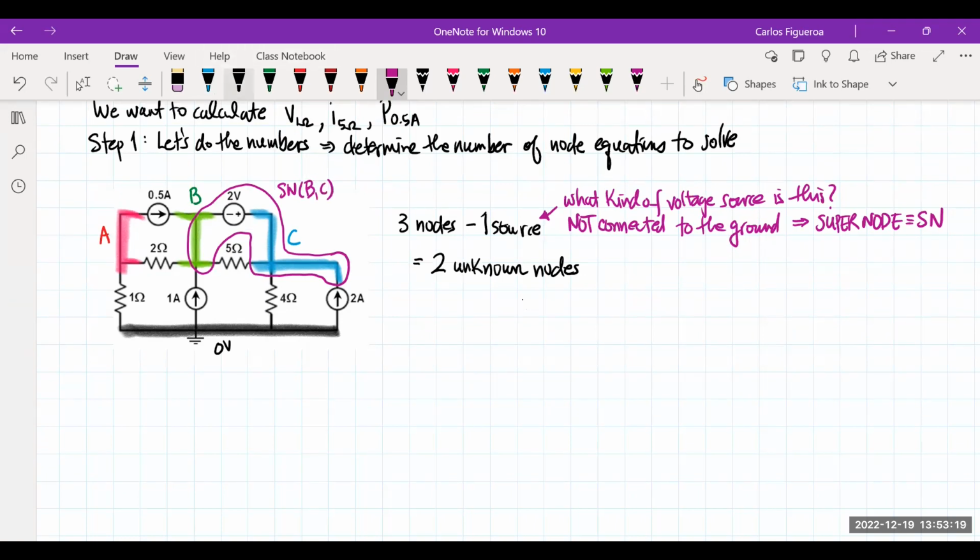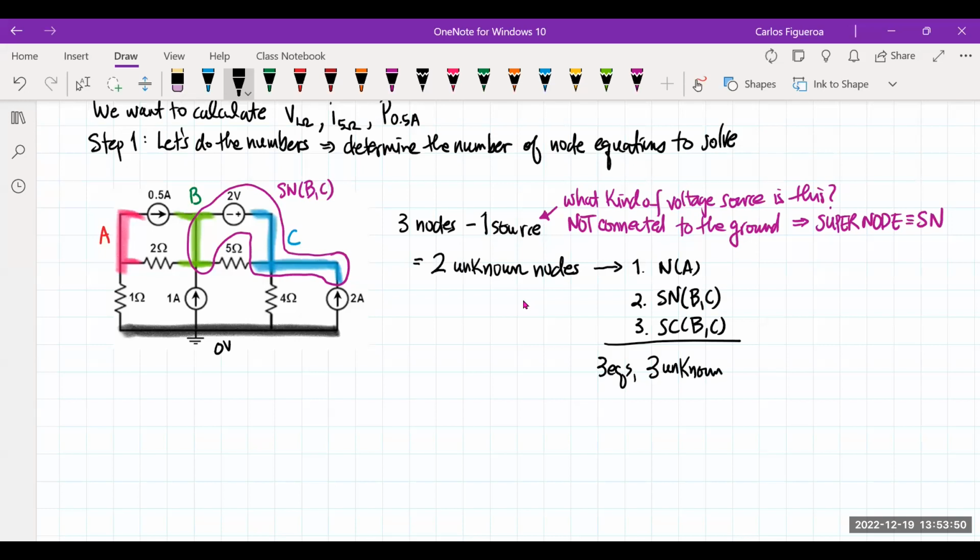So when you look at this, the first thing that you should see here is that I have a regular node. So that's the node of A. Then I have a supernode between B and C, but with every supernode, there's a supercondition between B and C. And so if I add these up, you could see that I have 3 equations. So I'm going to have 3 equations and 3 unknowns. In this case, it's going to be VA, VB, VC.